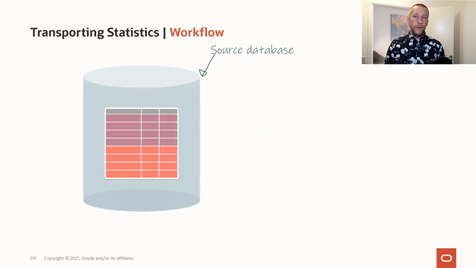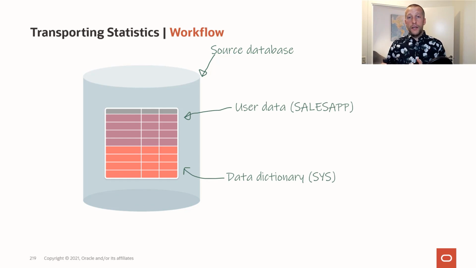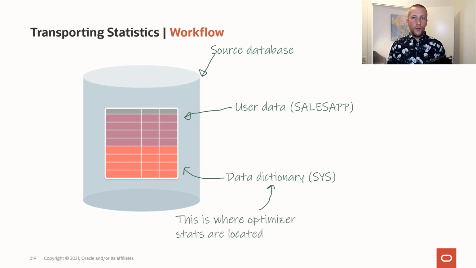So how does it work? Well, in your source database, you have your user data. In this example, we call it sales app, and you have the data dictionary. And it's in the data dictionary that the optimizer statistics are stored in some very cryptic format.